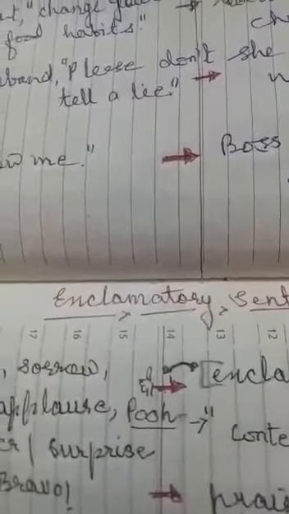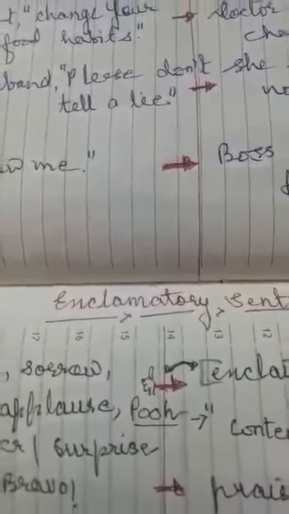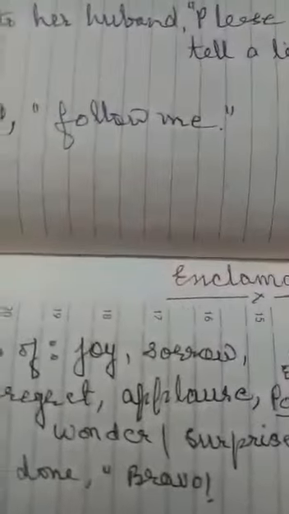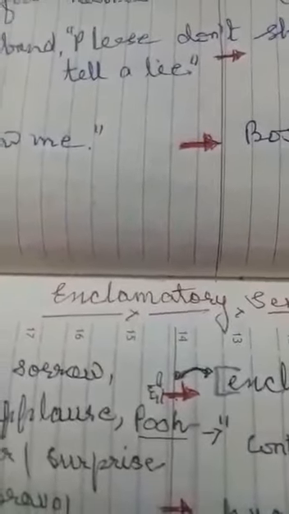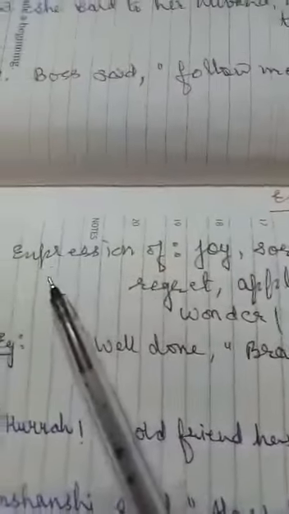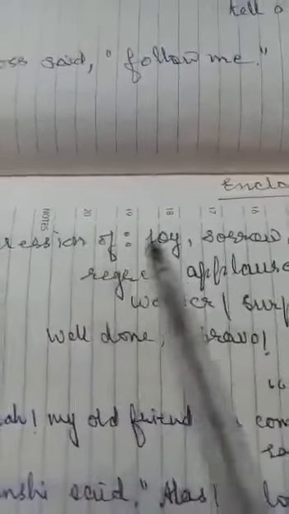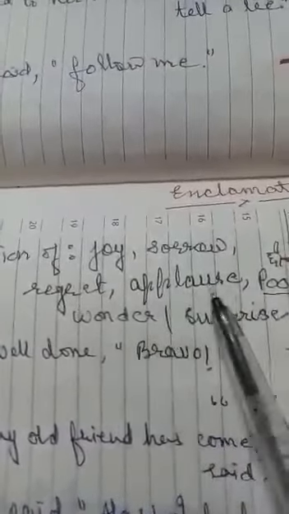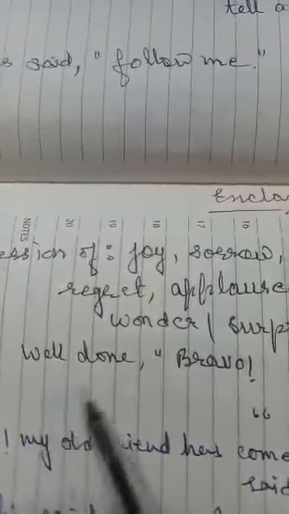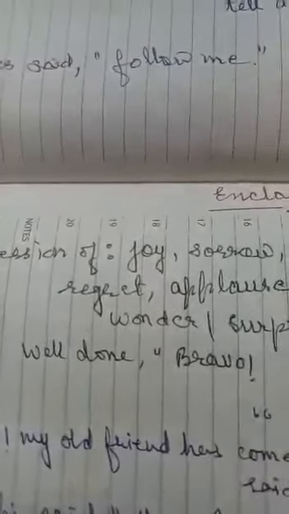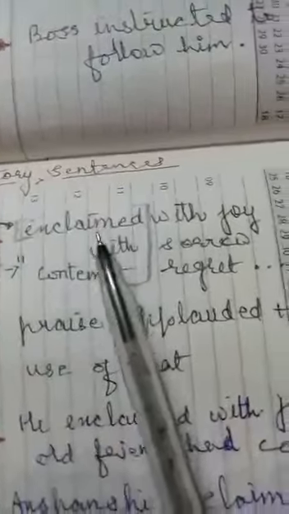Exclamatory sentences express sudden feelings or emotions. Hooray, wow, alas are words that show our sudden feelings, where we express our sorrow and our joy. These express joy, sorrow, regret, applause, wonder, surprise. For example, you can use well done, bravo, alas, oof, oh. So these are all the words we use in exclamatory sentences.